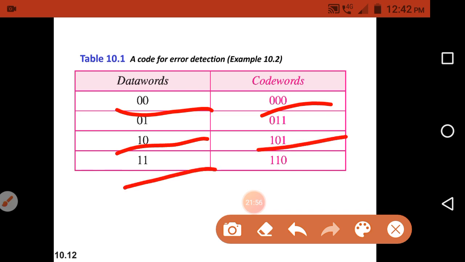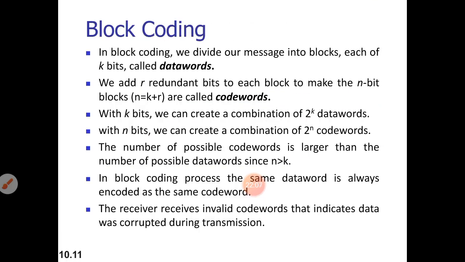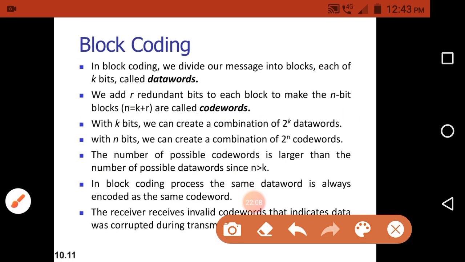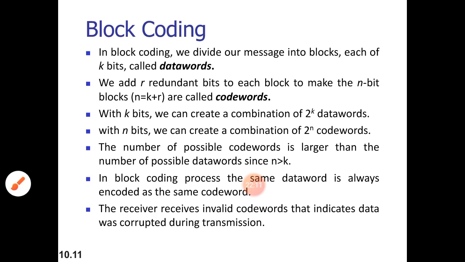The same data word we can always encode to 110, and 10 is always encoded to 101, and 01 is always encoded to 011. Okay, so that they have given. And the receiver receives the invalid code, that indicates the data has been corrupted in the transmission.